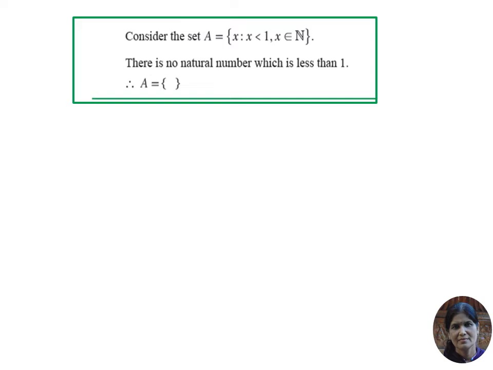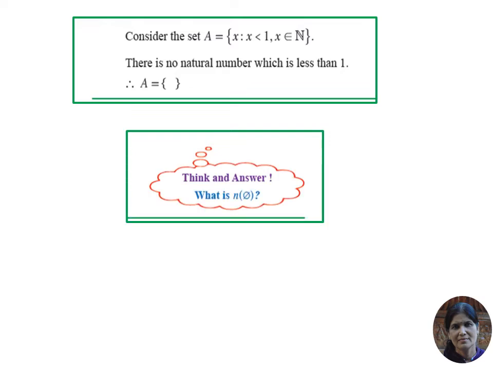Consider a set A. The set of x such that x is less than 1 and x belongs to the natural numbers N. There is no natural number which is less than 1. So A is an empty set or null set. Now, can you think of what is the number of elements in a null set?